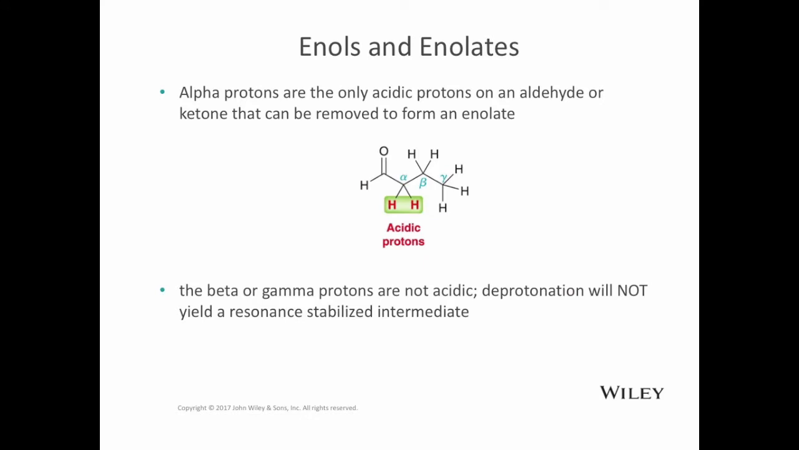Alpha protons are the only acidic protons in an aldehyde or a ketone. When you go to the beta or the gamma carbons, those hydrogens are not acidic enough to be deprotonated in any pragmatic fashion. And the reason for that is that the resulting carbanion is not resonance stabilized.